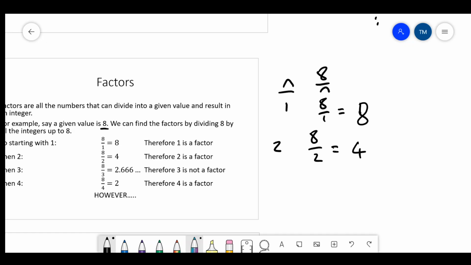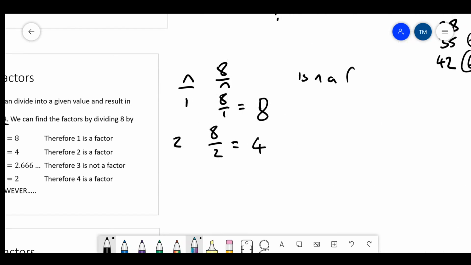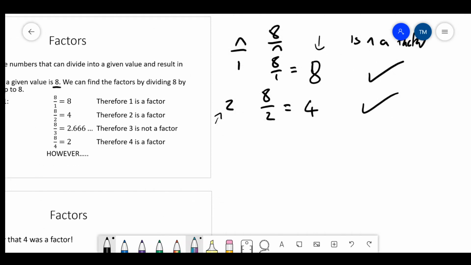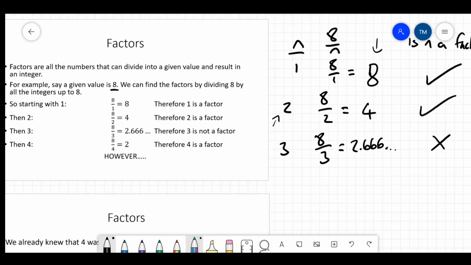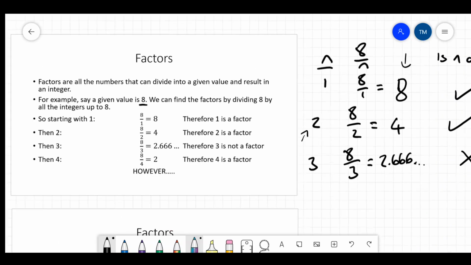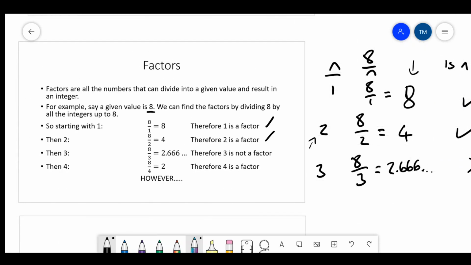So is n a factor? If n equals 1, it gives 8, so it is a factor. If n equals 2, and 8 divided by 2 is 4, then that means it is a factor. But let's try 3. If we do 8 divided by 3, we get 2.666 recurring, which means that n is not a factor, which means that 3 is not a factor. And as you can see here, 1 is a factor, 2 is a factor, 3 is not a factor, and 4 is a factor.